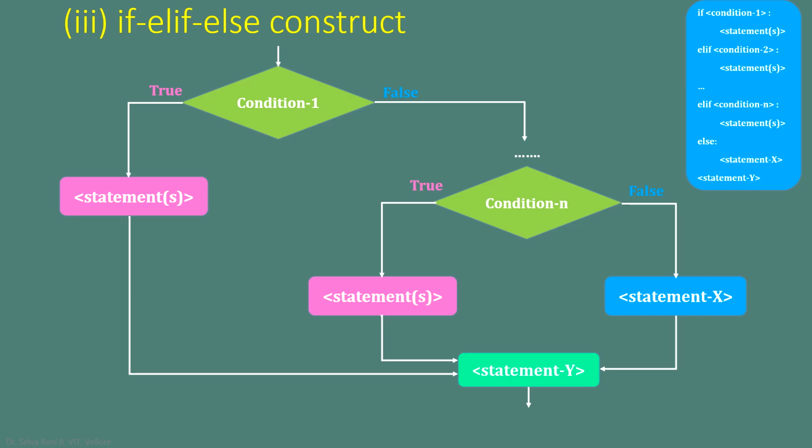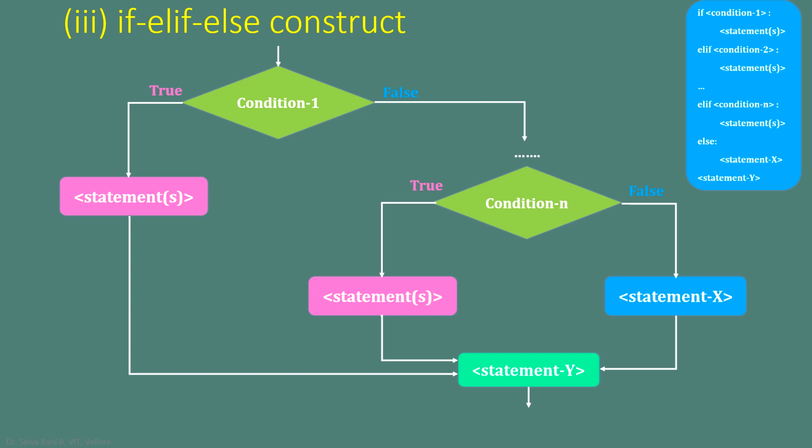What happens if condition n also fails? If it fails, the result is false. Then statement X will be executed under the else block, and the interpreter will come to execute statement Y, which follows the if condition.